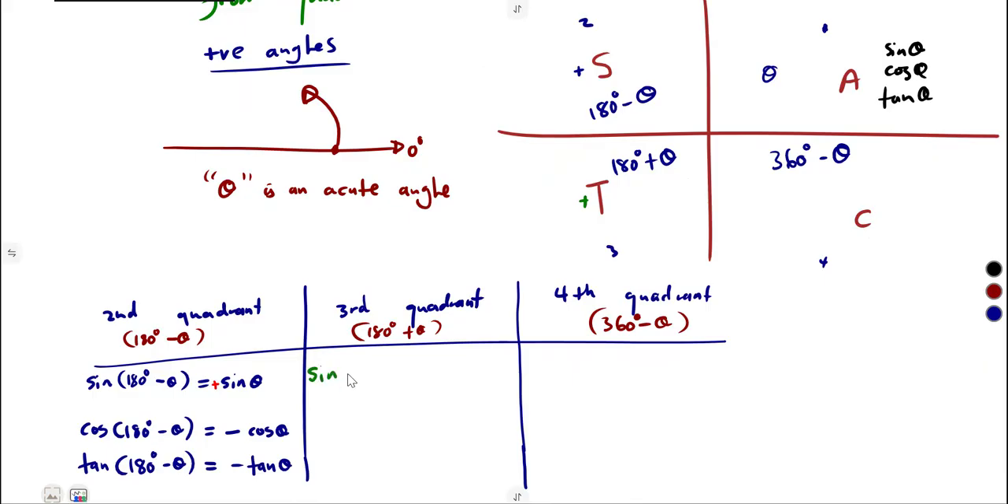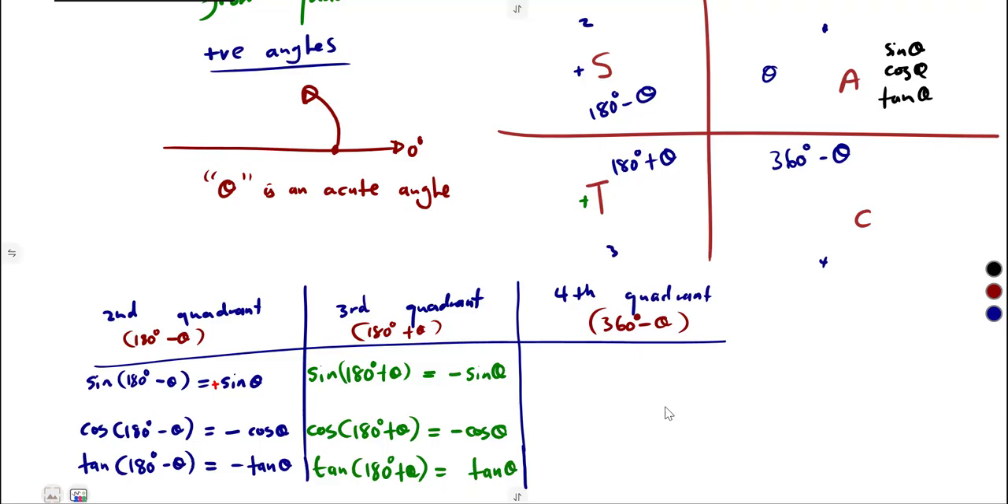The sine of 180 degrees plus theta, when reduced, will be negative sine of the acute angle. Same as cos of 180 degrees plus theta. This is not the quadrant for cos, so cos has to be negative. Only tan is positive. That's our dominating trig, so it remains positive there. It's the one that is ruling in this quadrant.